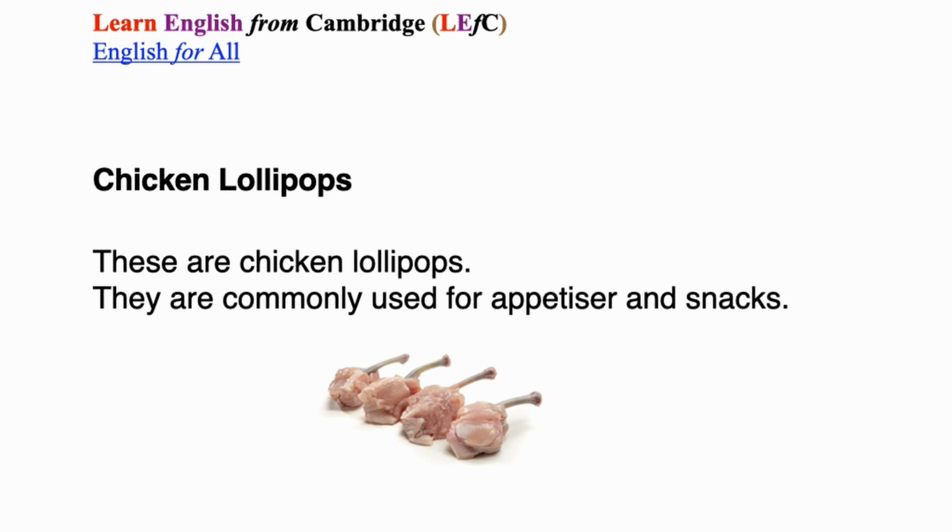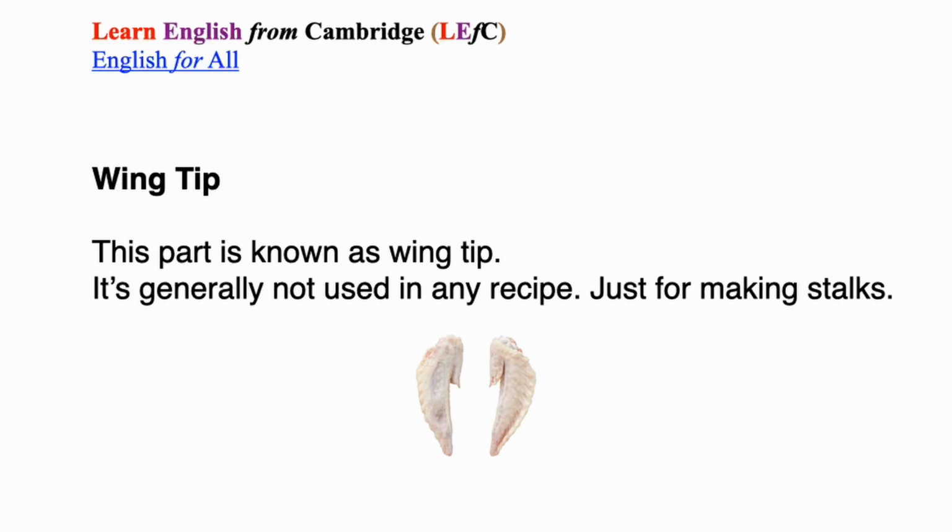Chicken lollipop. These are chicken lollipops. They are commonly used for appetizers and snacks. Wing tip. This part is known as wing tip. It's generally not used in any recipe, just for making stock.